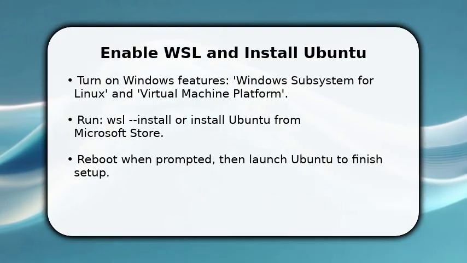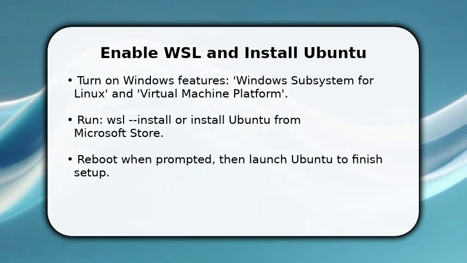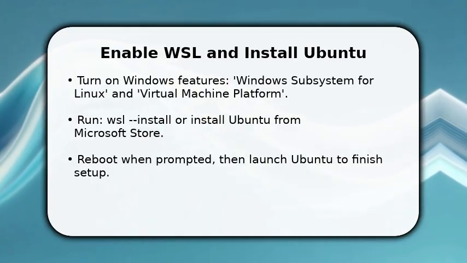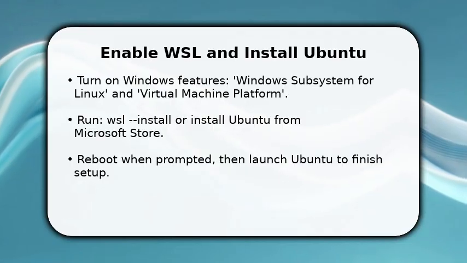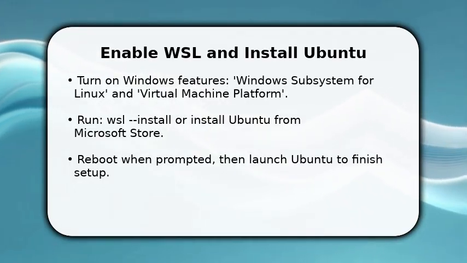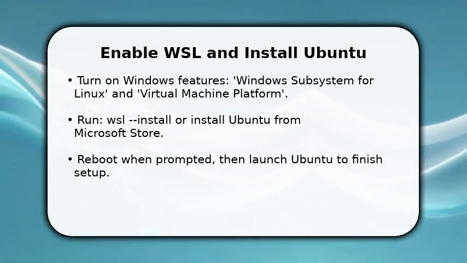You begin by enabling the Windows Subsystem for Linux and the Virtual Machine Platform so Ubuntu can run natively. Once done, run the single command wsl --install in an elevated PowerShell or open the Microsoft Store and install Ubuntu. Both methods register the distro. Make sure to reboot when Windows requests it. This completes kernel installation and enables system features.